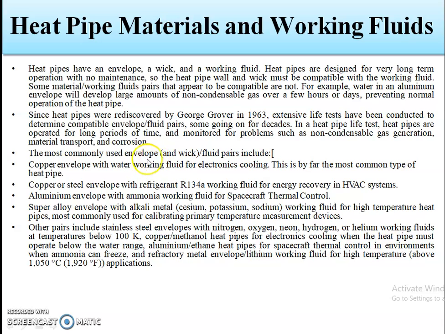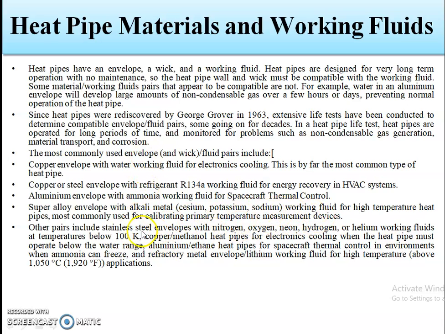The most commonly used envelope and wick fluid pairs are included. Copper envelope with water for electronics cooling is by far the most common type. Also copper and steel envelopes for refrigeration applications, heating and ventilation and air conditioning systems, and aluminum envelope with ammonia working fluid for spacecraft thermal control. Superalloy envelopes with alkali materials such as cesium, potassium and sodium as working fluids are for high temperature heat pipes, most commonly used for calibrating the primary temperature.